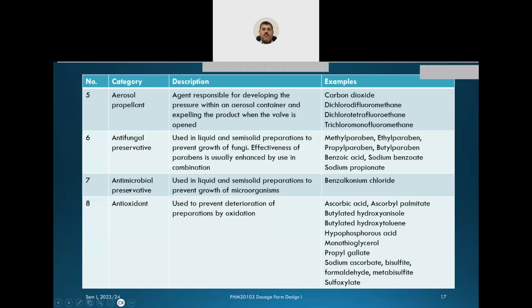Okay. Some preservatives mainly have antimicrobial effect, whether antibacterial or antifungal, like benzalkonium chloride. So they are used in liquid and semi-solid preparations to prevent the growth of microorganisms. Okay, so again, parabens, they are esters of para-hydroxybenzoic acid, and the benzoate. Usually, they have a stronger antifungal effect compared to the antibacterial effect, but still they have antibacterial effect as well.